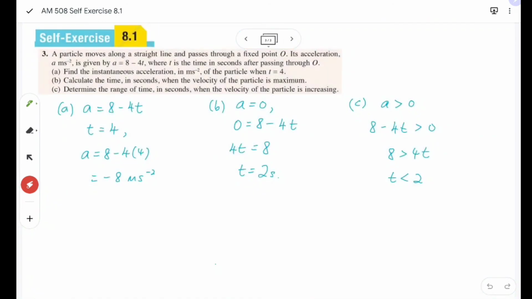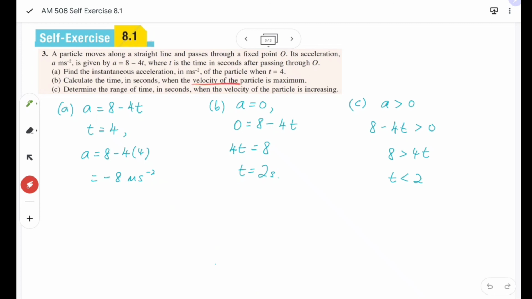Number 3. A particle moves along a straight line and passes through a fixed point O. Its acceleration a meter per second square is given by a equals 8 minus 4t, where t is the time in seconds after passing through O. A. Find the instantaneous acceleration in meter per second square of the particle when t equals 4. So, a is given as 8 minus 4t. When t equals 4, a equals 8 minus 4 times 4, where we get negative 8 meter per second square.